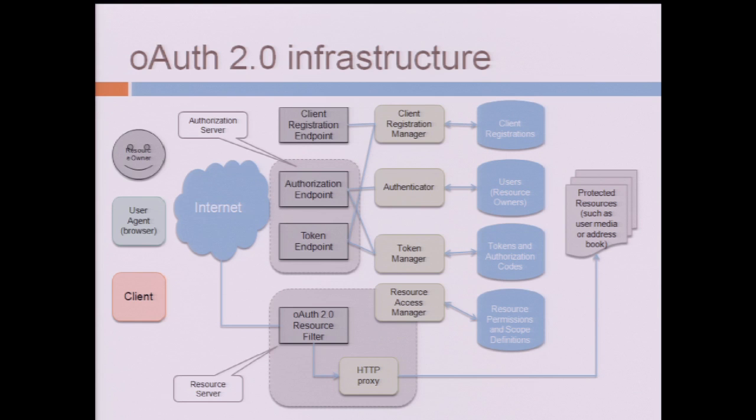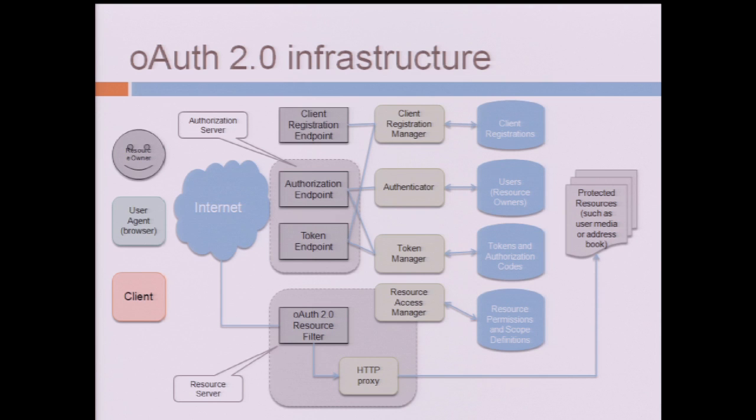For example, if you look at the authorization server, we have two endpoints. One is the authorization endpoint, and the other one is a token endpoint. Then the resource server has a resource filter that looks at the OAuth 2 token and makes sure the token actually represents the right set of information.